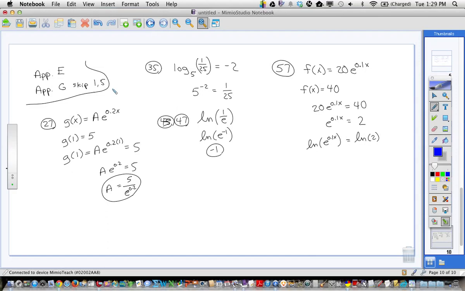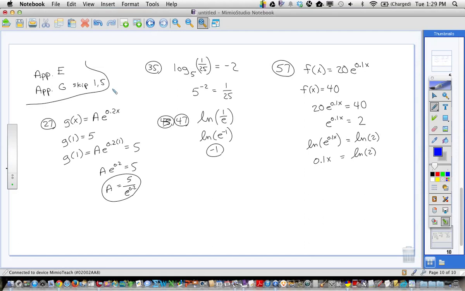Now what happens on the left side? Those cancel out, and it's just 0.1x. I mean, you could think of it as bringing this down in front, 0.1x down in front, and then the ln e is just 1. But however you do it, that ends up just being 0.1x. And over here you get ln 2. Now that's what you would have got if you would have converted this to log form. Same thing. Okay, ln base e of 2 would equal that.